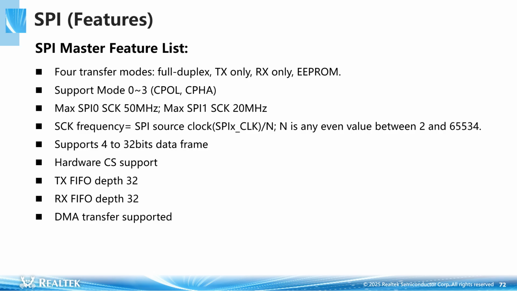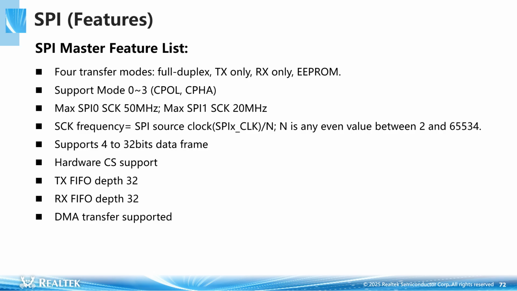Point 1. It supports 4 transmission modes: full duplex, transmit only, receive only, EEPROM. Point 2. It supports 4 clock modes. Point 3. The maximum clock frequency of SPI 0 is 50 MHz, and the maximum clock frequency of SPI 1 is 20 MHz.